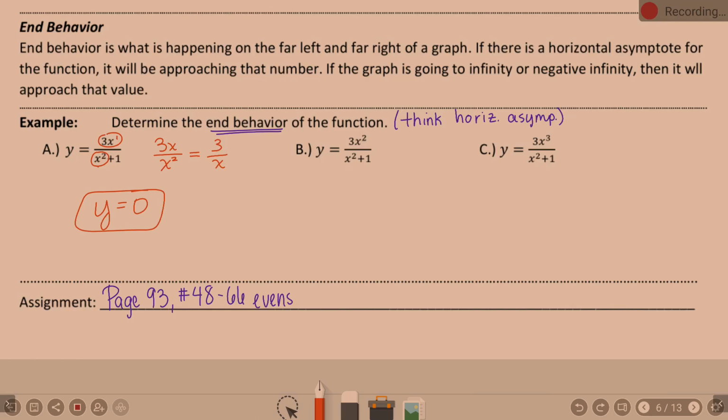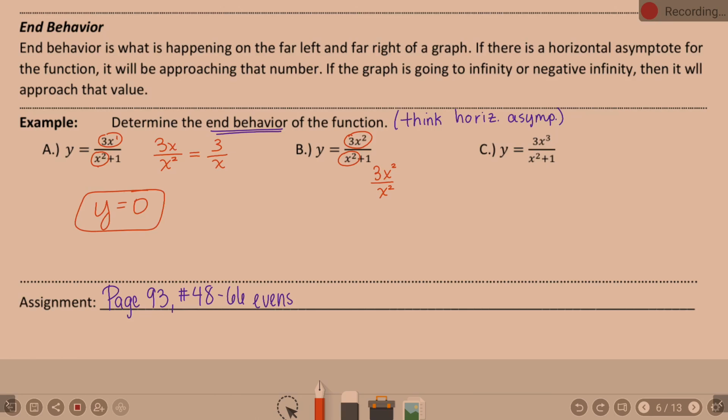What do you notice? That they're the same. Okay. So we take the coefficients of the biggest powers. Biggest power on top is x squared, the 3x squared term. Biggest power on bottom is 1x squared, the x squared term.